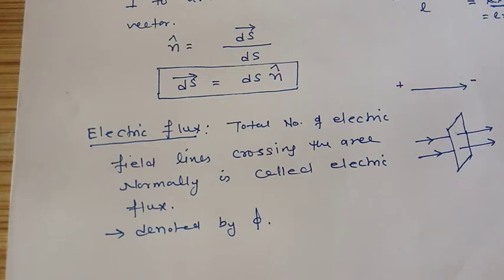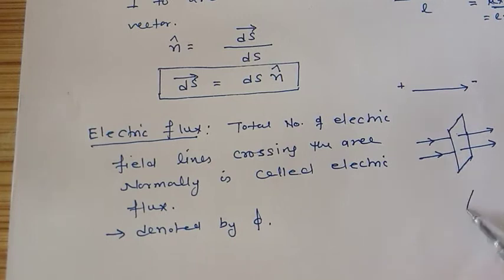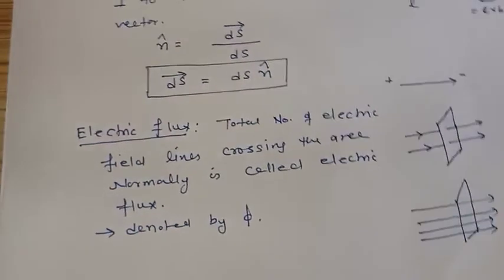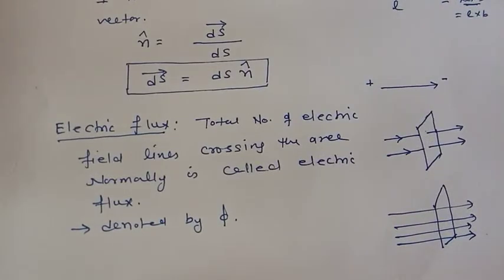That is called the electric flux. Here two electric lines of force are crossing, so it means its electric flux will be 2. Now suppose you are having another area like this one, and here more number of electric field lines are crossing. So we are seeing here only 2 electric field lines are crossing this area, and here these are 4 electric field lines are crossing. So now its electric flux is larger. The electric flux associated with this surface is larger than this surface.